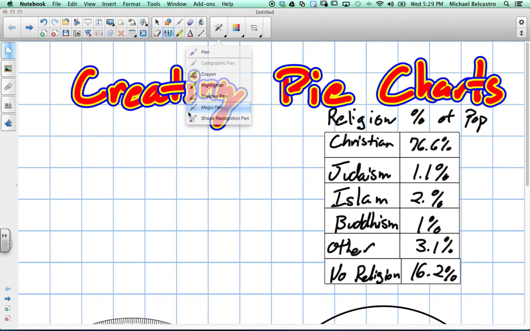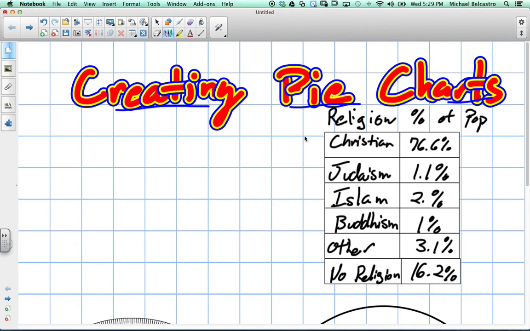So we're going to work on creating pie charts. Okay, so they've given us a whole bunch of percentages, right? Do we know what percentages have to add up to? A total. Yeah, what's the total have to be? What percent represents the whole, everything? 100. 100, yeah. So we should check these.